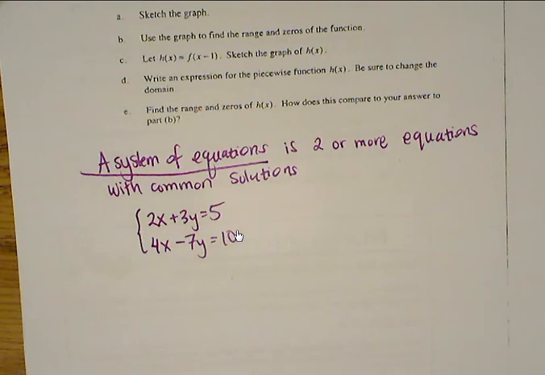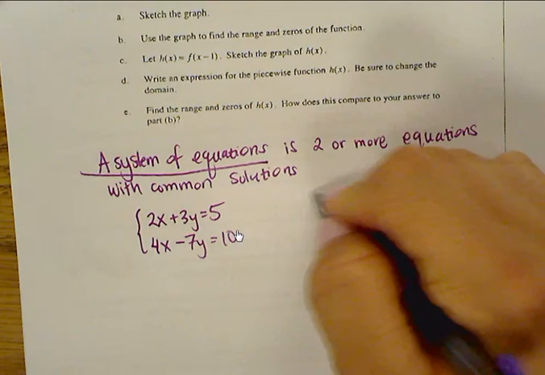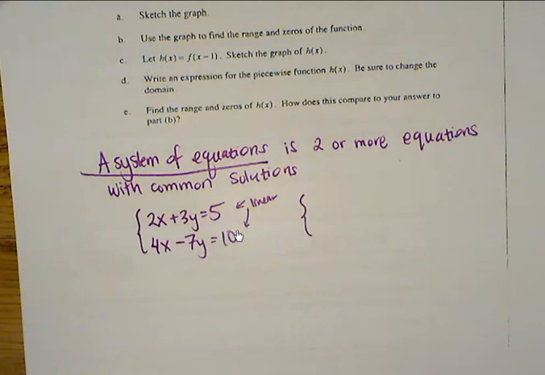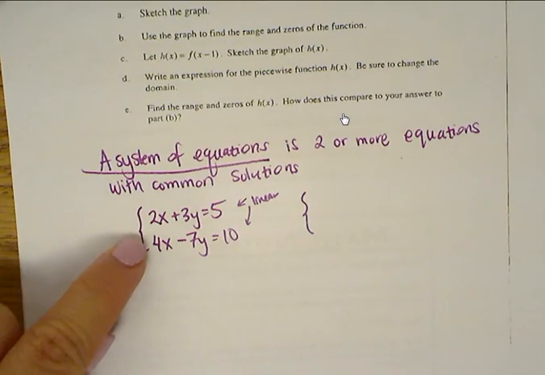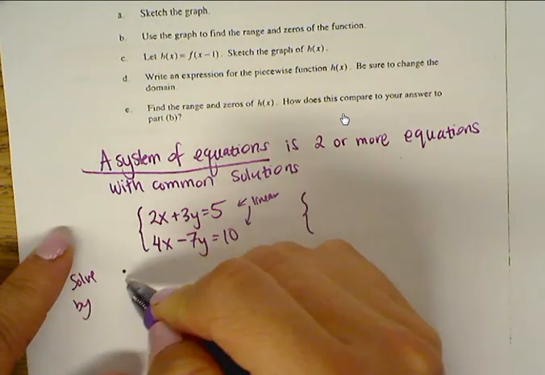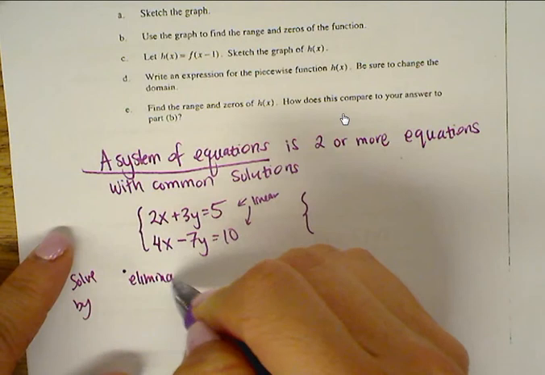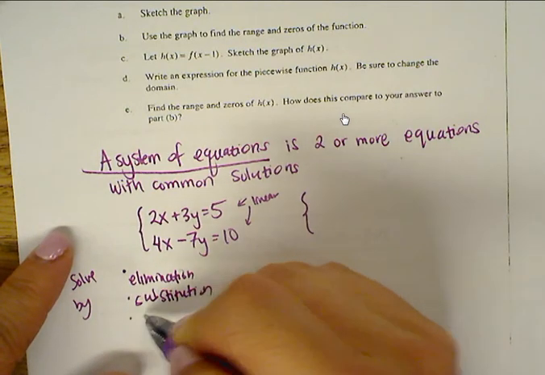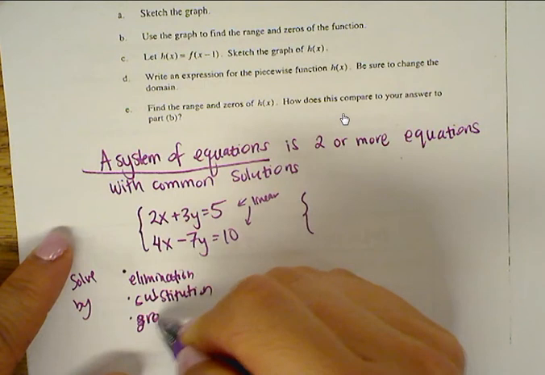I could have a system of quadratic equations. Okay, what about this? So these are both linear, right? What can you do? Substitute, eliminate. So remember, what are the ways that I could solve a system of linear equations? Elimination, substitution, and graphing. In a system of linear equations, how many solutions can there be?